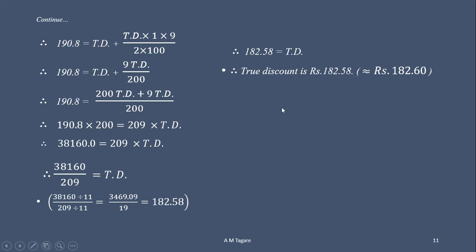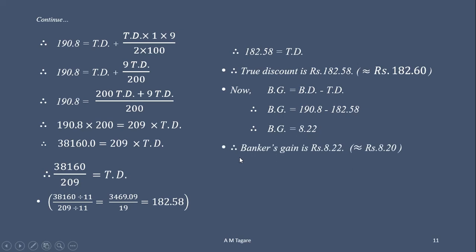Now we know banker's discount, we know true discount. Now we can find banker's gain. Using this formula, banker's gain is equal to banker's discount minus true discount. Now 190.8, which is banker's discount, we substitute value of true discount. This subtraction gives banker's gain is equal to 8.22. Therefore we get banker's gain is rupees 8.22, which is approximately equal to 8.20. Now here we have solved examples where date of discounting is not given but period N is given.